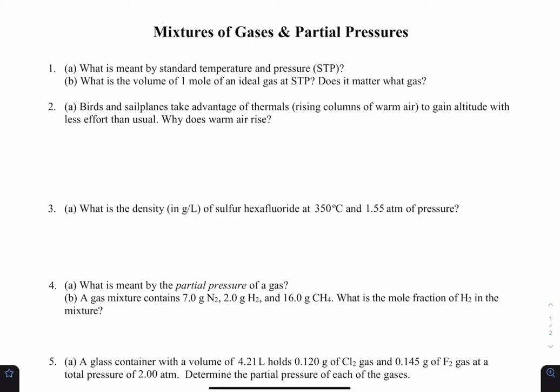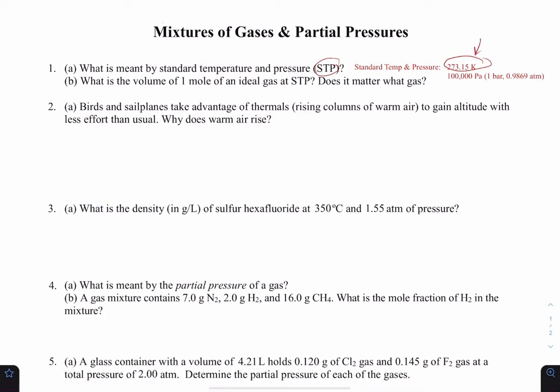I'm Austin, and I'll be running through problem set 19, mixtures of gases and partial pressures. Number 1A says, what is meant by standard temperature and pressure? These are the numbers that you'll want to know for standard temperature and pressure. They are consistent for gases, okay? You'll notice that STP, when we deal with other things, in different concepts is actually different.